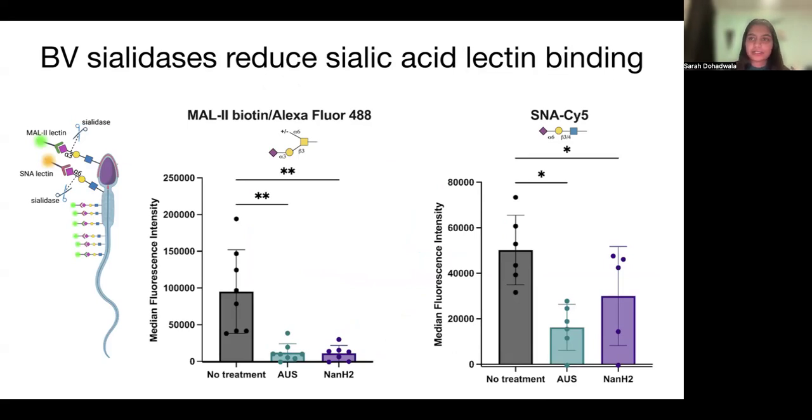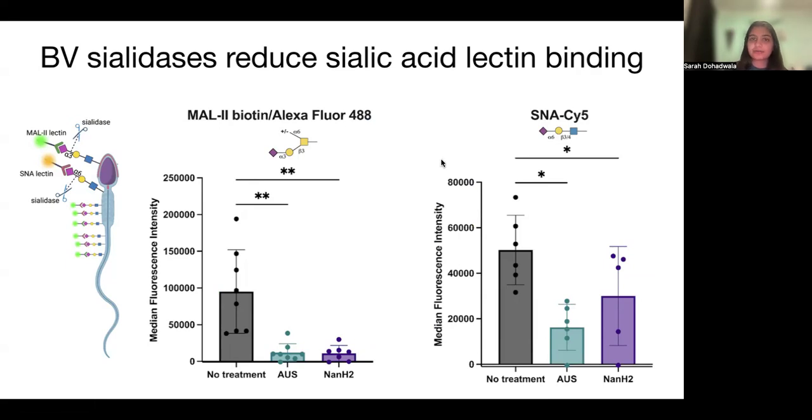We have these fluorescently conjugated lectins, and we can stain the sperm with them and then assess the level of staining by flow. In the first graph, we look at MAL2, which is a lectin specific to alpha-3 linked sialic acids. We see that in the no treatment control, there's an endogenous level of sialic acid on the cell surface. When you treat with a commercially available Aus sialidase, that staining is gone. Then you see a similar result with NanH2, which is a sialidase reproduced recombinantly, but is originally from Gardnerella. And we see a very similar result with SNA, which is a lectin specific to alpha-6 linked sialic acid.